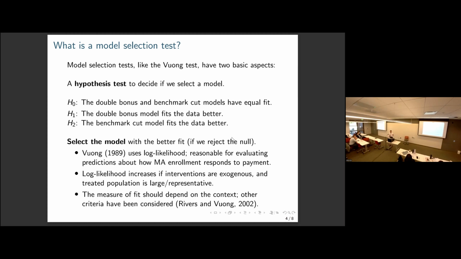So when you're just generally trying to make predictions about a 10% benchmark decrease across the board, log likelihood, at least I think, should be fine. Of course, if you were trying to make predictions about something more specific, like maybe Medicare Advantage enrollment among dual eligible beneficiaries, then maybe log likelihood isn't the criteria you want to be using to select a model.